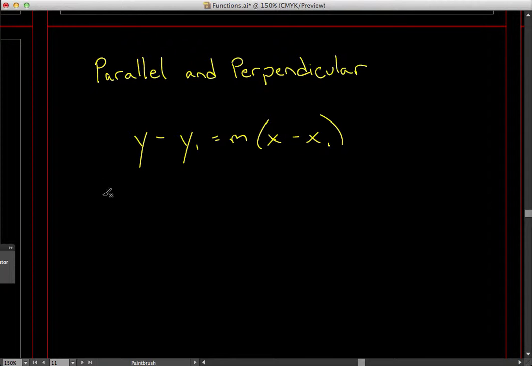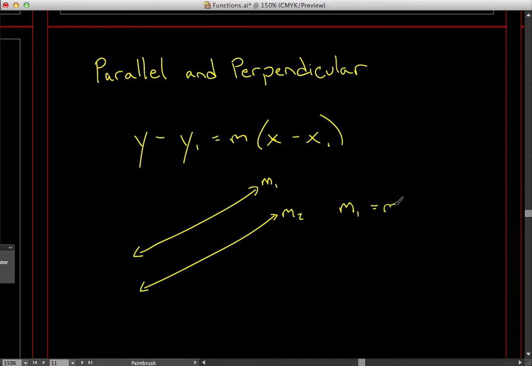Well, if another line is parallel to this line, then that means that they must have the same exact slope. Parallel lines have the same slope. Like so.